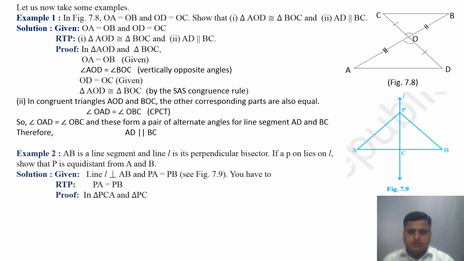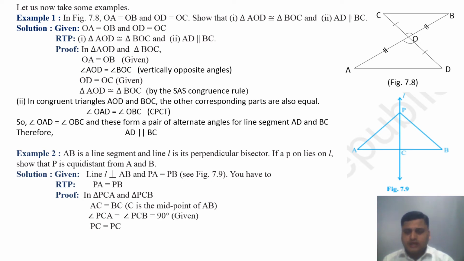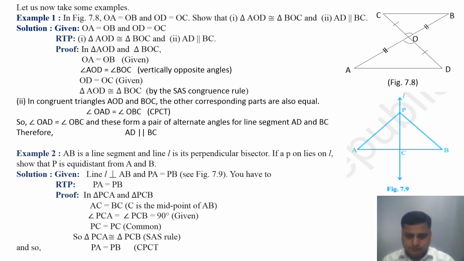P is equidistant from A and B, so PA will be equal to PB. You need to prove PA is equal to PB. Here we will take two triangles. One triangle is PCA, another triangle is PCB, and we will prove these two triangles congruent. Let's see. AC is equal to BC because it is given in the question. It is a bisector of AB. It means AC is equal to BC.